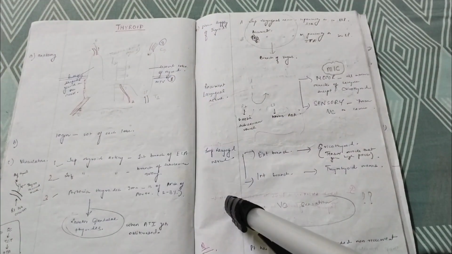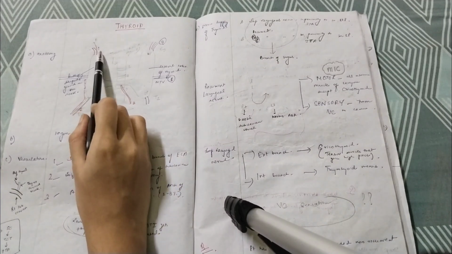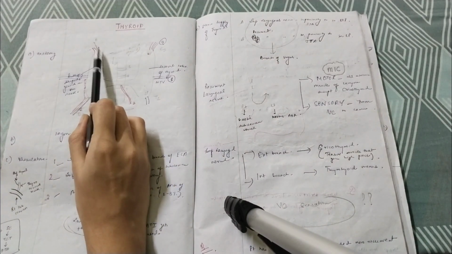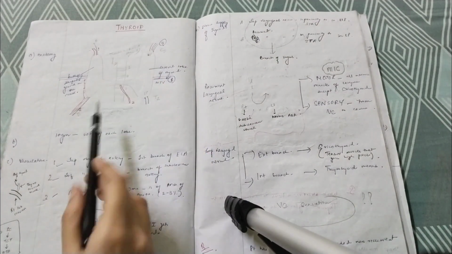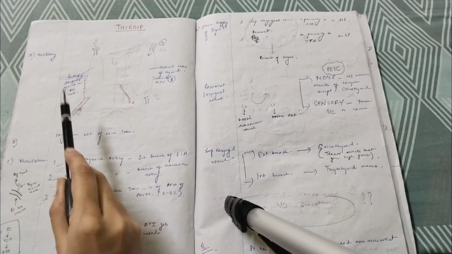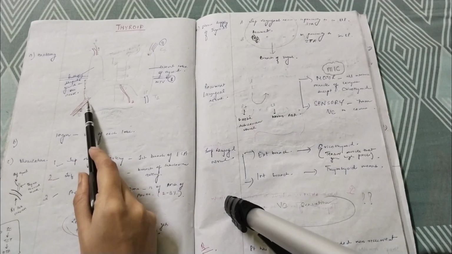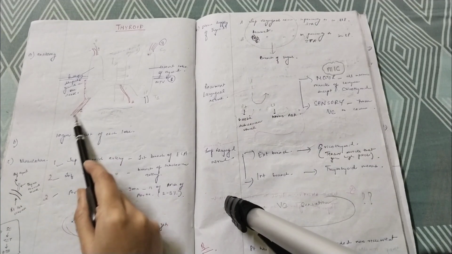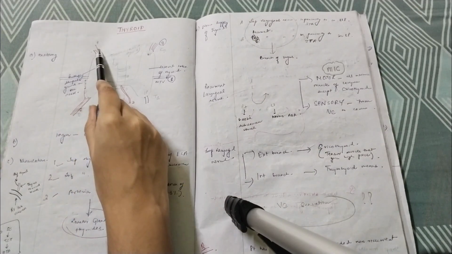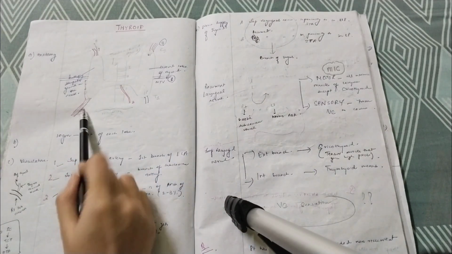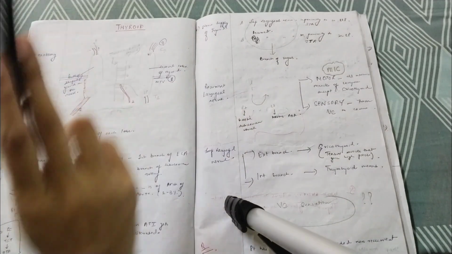Here is the theory written for the nerve supply of thyroid gland. Beside the superior thyroid artery, there is the first nerve, that is the superior laryngeal nerve. And here is the recurrent laryngeal nerve, not the inferior laryngeal nerve, but the recurrent laryngeal nerve. This is in proximity with the inferior thyroid artery. Both these nerves, superior laryngeal nerve and recurrent laryngeal nerve, are branches of the vagus nerve.